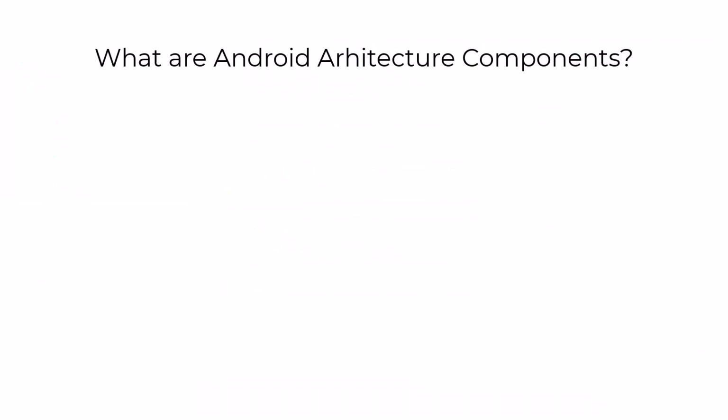So, what are Android architecture components? Android architecture components are a bunch of libraries that are supposed to help us build more robust and maintainable apps. But what does maintainable mean, and why do you need an architecture?